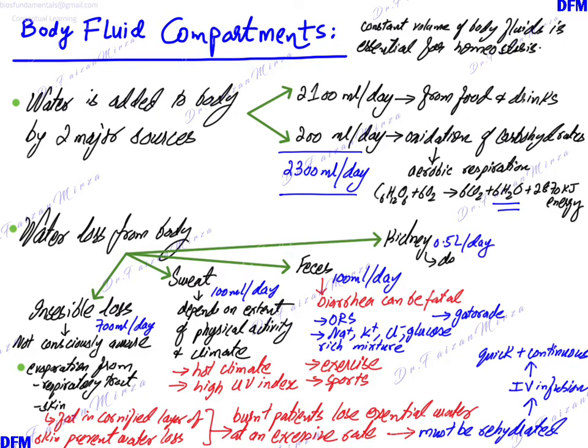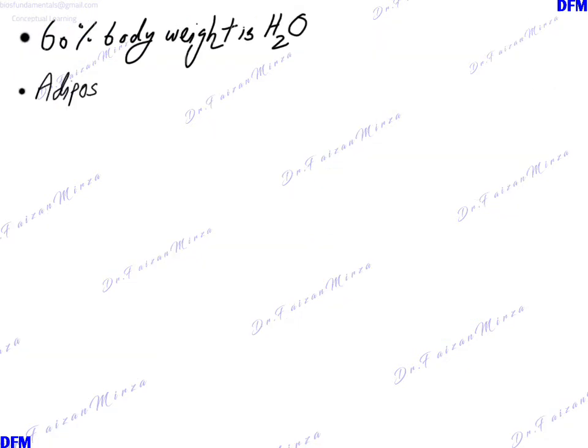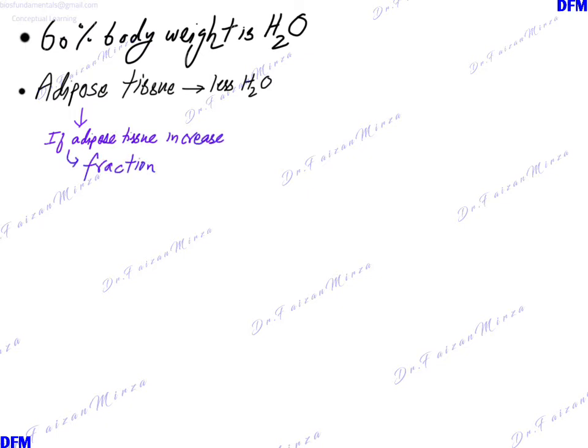The fourth and last major source of loss of water from the body is through the kidneys. 0.5 liter of water is lost per day, which depends mainly on the intake and climate. 60% of a person's body weight is water, and adipose tissue stores less water. So if the adipose tissue increases in an individual, the fraction of total body water starts to decrease.